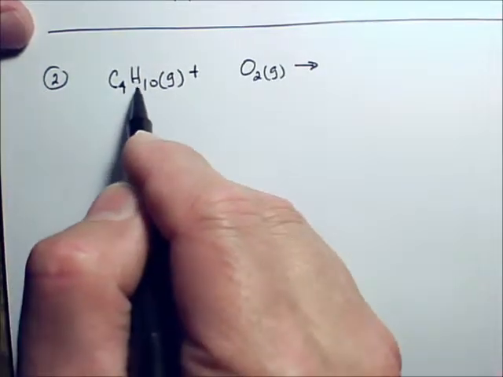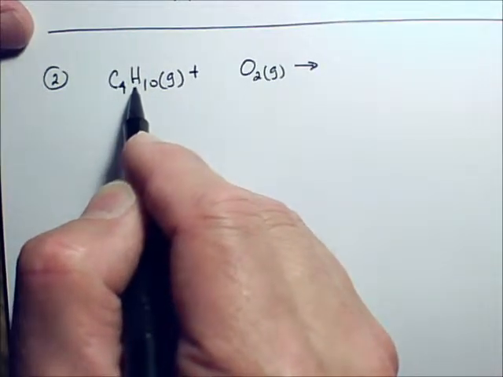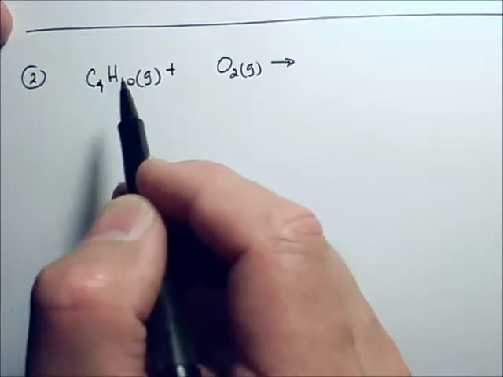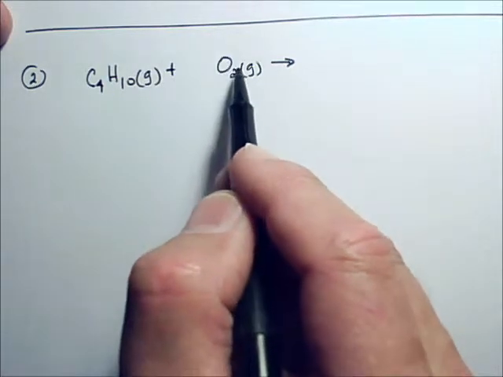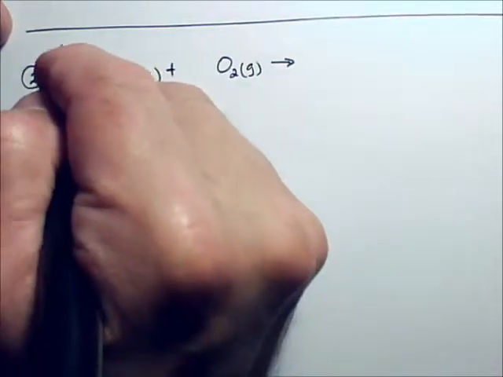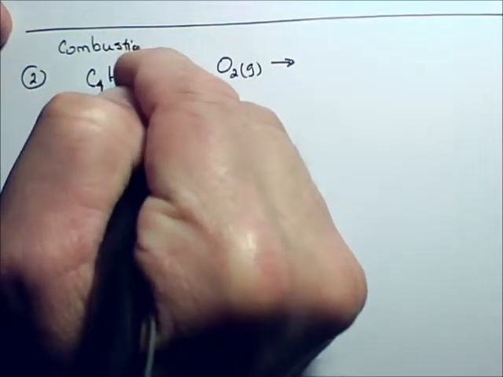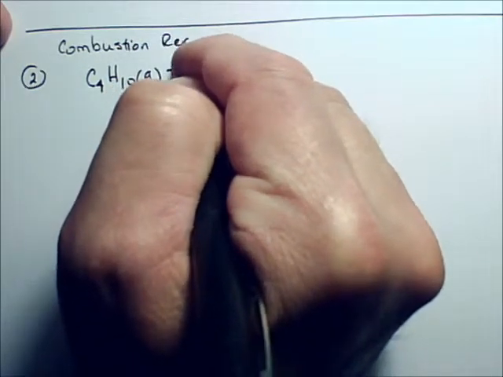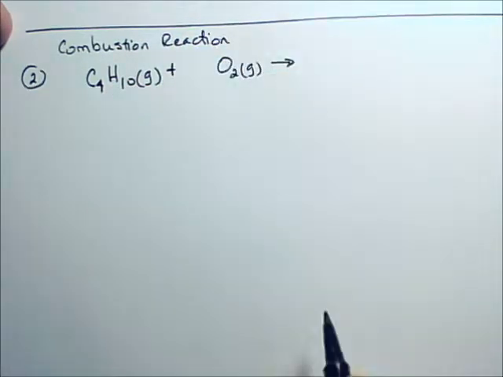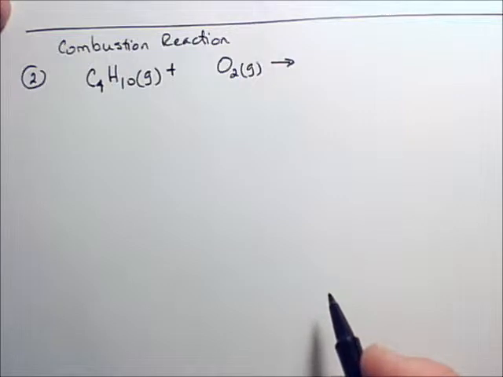What we have here is a hydrocarbon. Okay, it's made of carbons and hydrogens. It's a hydrocarbon, and we have oxygen. So this must be a combustion reaction. We haven't predicted the products yet. It will when we get there. Okay?